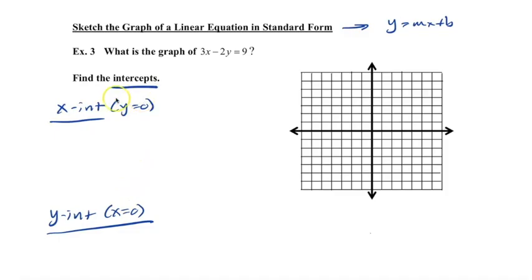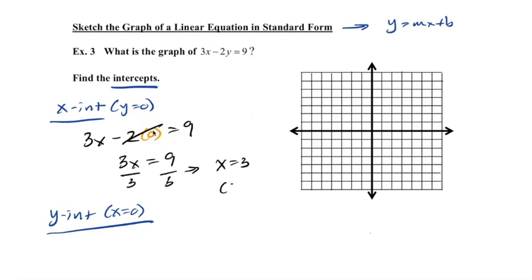If I want the x-intercept, that's when y equals 0. So we're going to substitute 0 in for y. So it's like this. 3x minus 2 times 0 for my y equals 9. Remember, 0 times anything is just 0, so this goes away. I get 3x equals 9. Divide everything by 3, and I get x equals 3. So that's the point (3, 0). Remember, our y was 0, our x was 3. So that's (3, 0), which would be right around here.